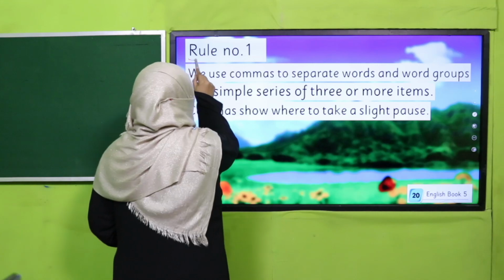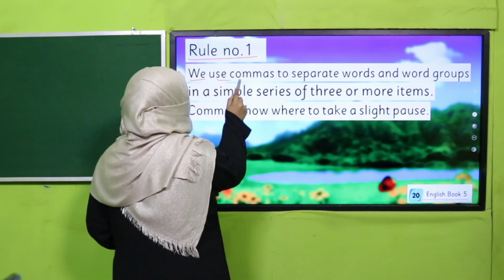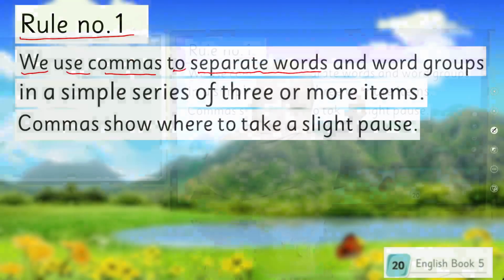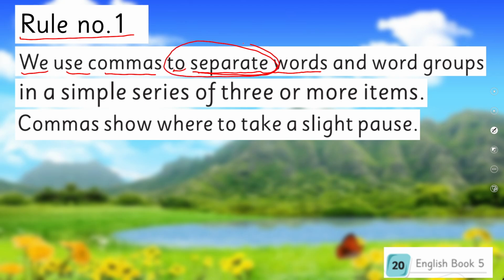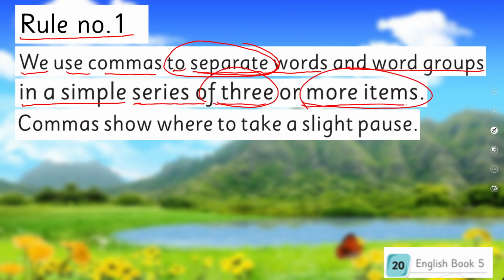So what is rule number 1 for comma? We use commas to separate words and word groups in a simple series of 3 or more items. It means when you are going to make a list of 3 or more items, you will separate each of them by putting a comma. A comma shows where to take a slight pause. Okay, so it tells us this is the place you have to take a slight pause.